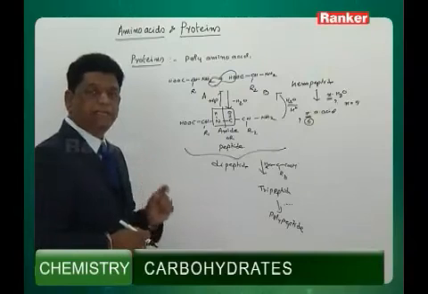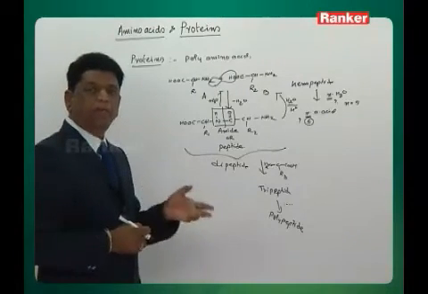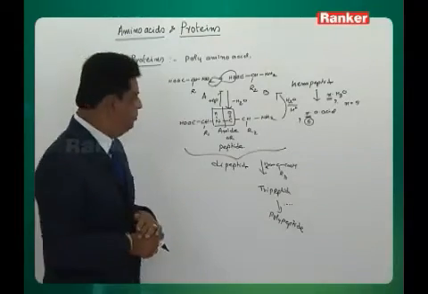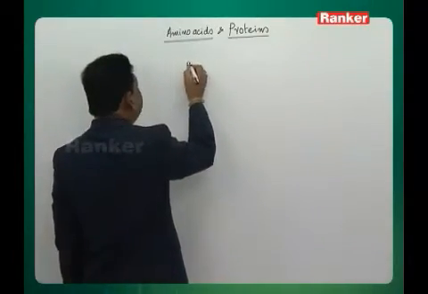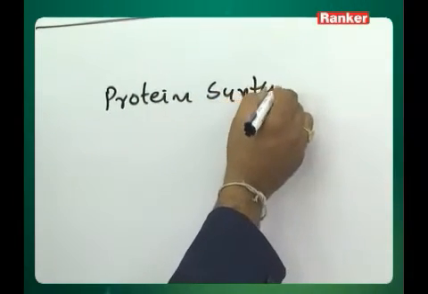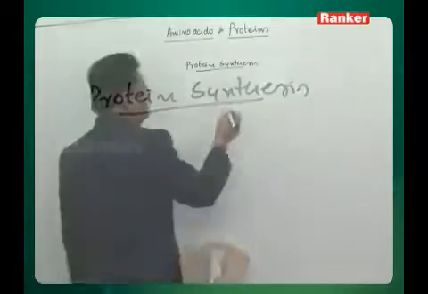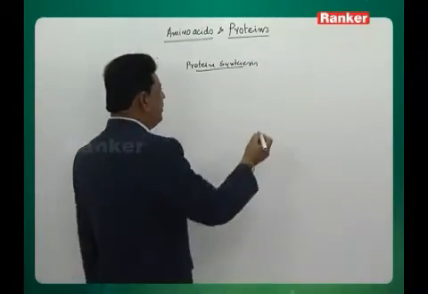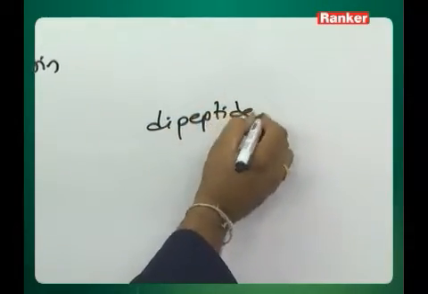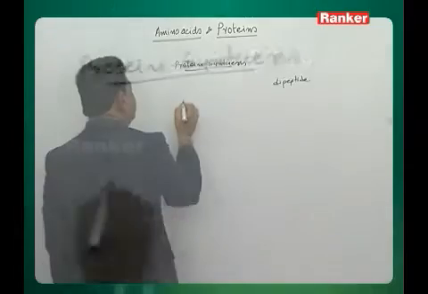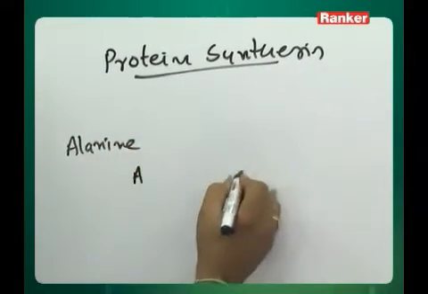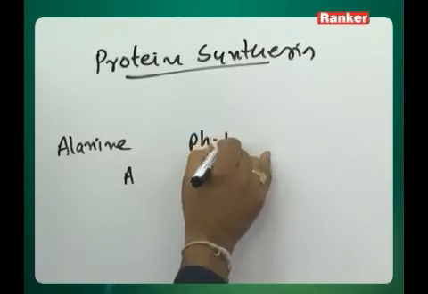N number of amino acids are there in the polypeptide. How many peptide bonds are there? Simply n minus 1 will be the peptide bonds. In the concept of protein synthesis, let us talk about a dipeptide preparation. I want a dipeptide. So, one amino acid A is alanine and B is phenylalanine.